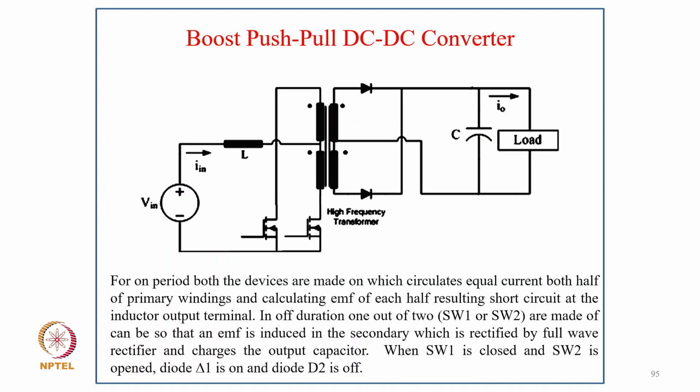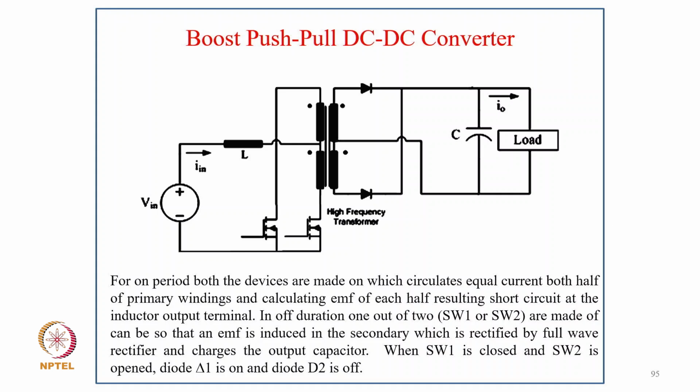Now coming to the push-pull DC-DC converter, you have an input inductor along with the two devices and then the push-pull on the secondary side, of course, to take the output low voltage. Here first we switch on both the switches so that inductor energy is stored and the transformer does not really transfer the energy because of the short circuit on both parts of the winding. And when one switch is off, then input voltage and inductor voltage add and transfer the energy to the secondary side. So for the on period, both devices are made on, which circulates equal current in both of the primary windings and cancels the EMF of each half, resulting in a short circuit at the input inductor output terminal.